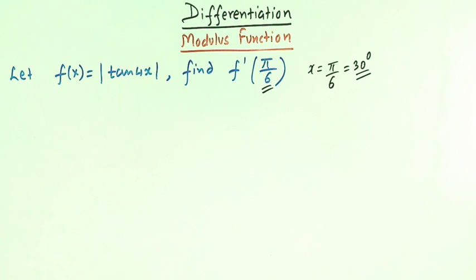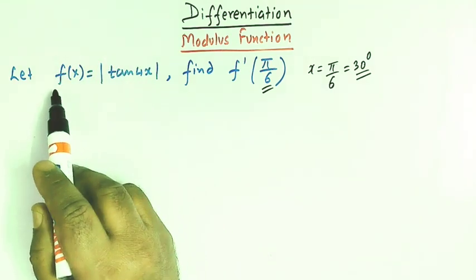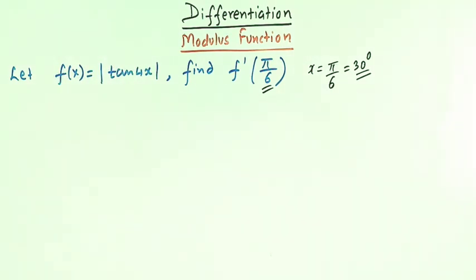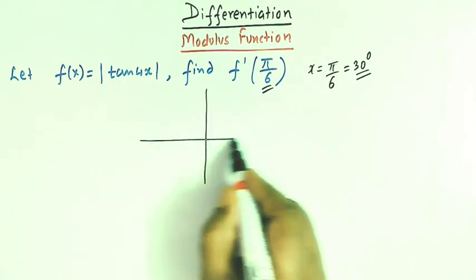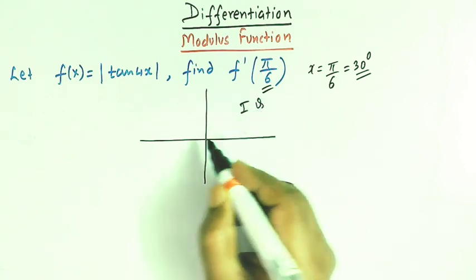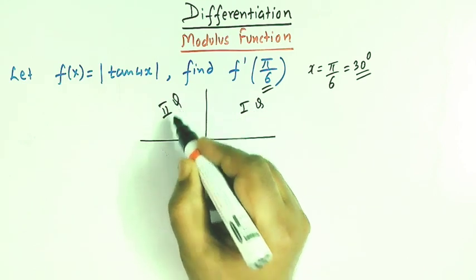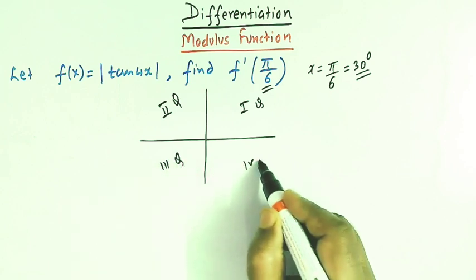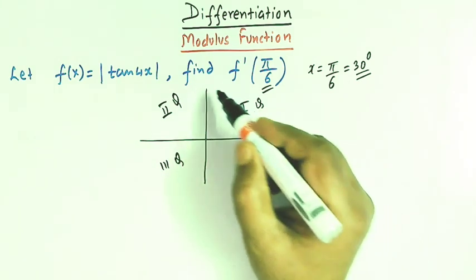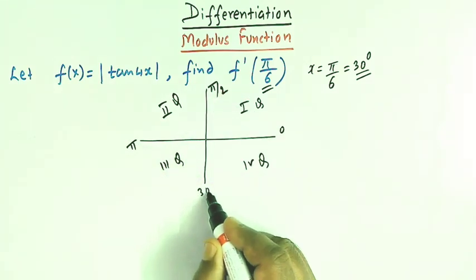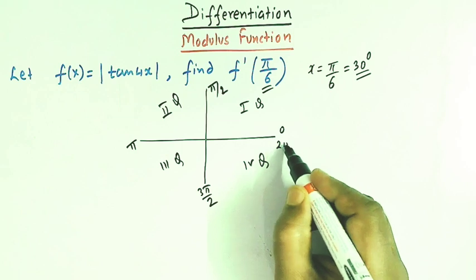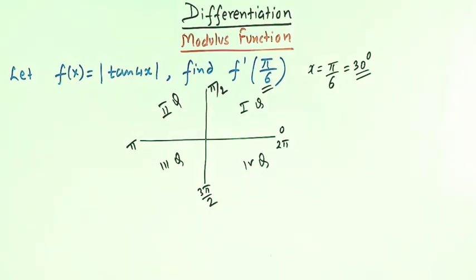Now before finding out the derivative of f of x, let us quickly see the sign convention of trigonometric functions in the four quadrants. Suppose we have the first quadrant, this is the second quadrant, this is the third quadrant, and this is the fourth quadrant. Here we have 0, here we have pi by 2, here we have pi, here we have 3 pi by 2, and here we have 2 pi.